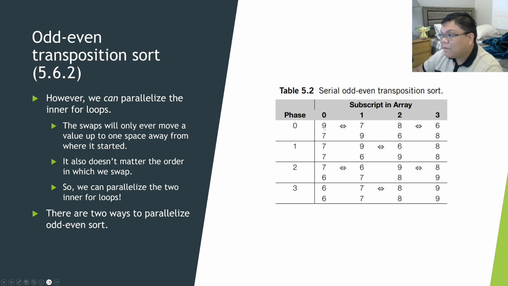If I swap 9 with 7, will that affect how I swap 8 with 6? No. In fact, I could also swap 8 and 6 first, and it will not affect 9 and 7. Cha-cha really smooth. If we can do these kinds of things in any order, then we can do them at the same time.